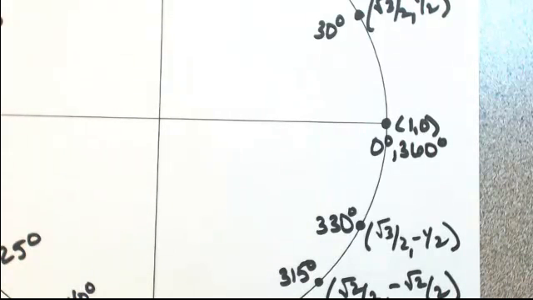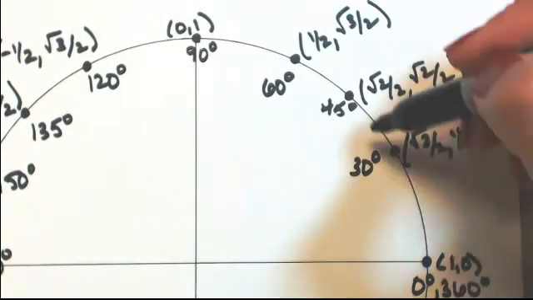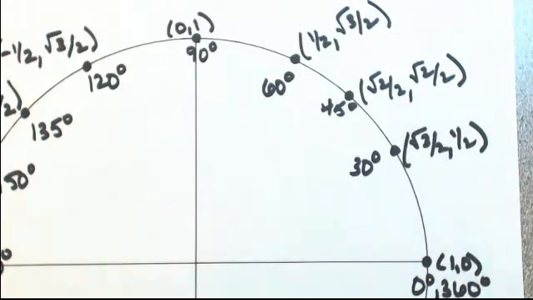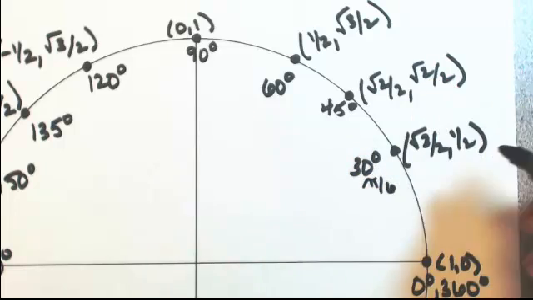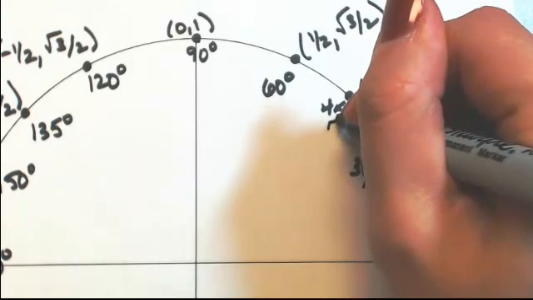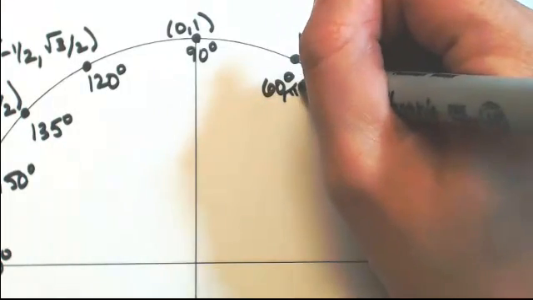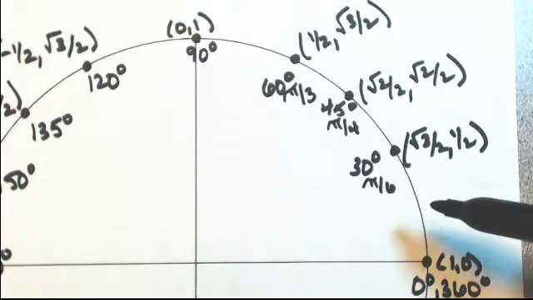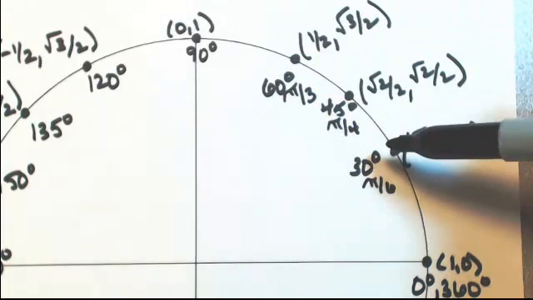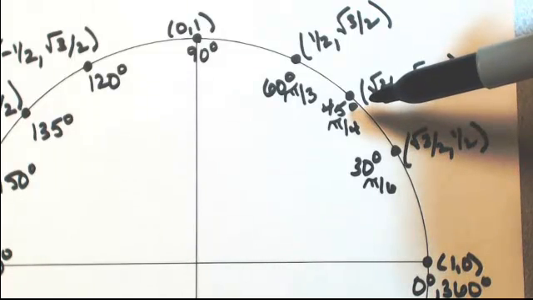Okay, to find the radians, it's a little bit trickier. So let me start with the first quadrant, and converting these 30, 45, and 60 into radians. 30 degrees is pi over 6. 45 degrees is pi over 4. 60 degrees is pi over 3. Okay, so every 30 degrees that we move, we're moving pi over 6. Every 45 degrees that we move, we're moving pi over 4.